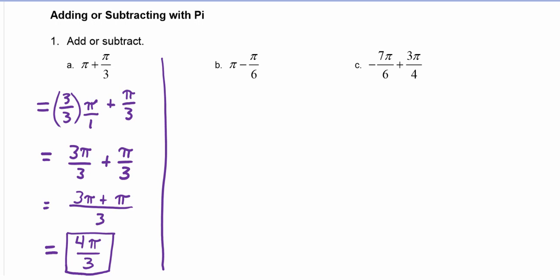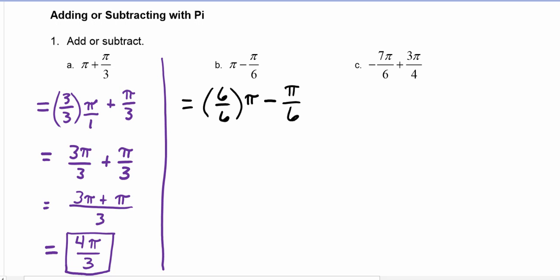Now, looking at this second example here, example B, very similar problem. We have a whole number, pi, minus a fraction of pi, pi over 6. This time our common denominator will be 6, so we're going to multiply this first number pi times 1 in the form of 6 over 6. We take that times pi minus pi over 6.